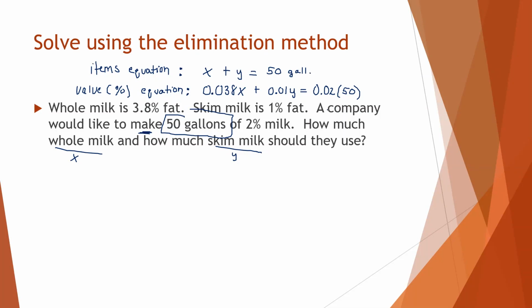So as I compare my two equations, my items equation is just an addition. I asked what two things am I mixing. I made one variable, one the other variable, and added them up to a total. In my value or percent equation, you'll notice that every single piece, the X, the Y, and the total, are multiplied by the percentage of fat because that's what they're contributing. Now, I have my two equations, and I want to use the elimination method. So in the elimination method, we have this idea that we're going to strategically multiply so that one variable will add to 0.